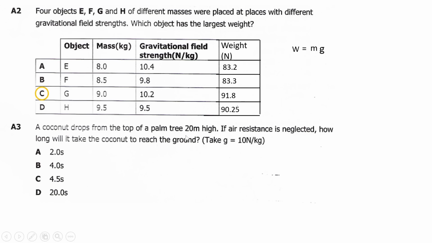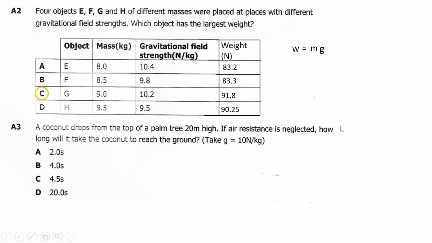So we go to A3. It says a coconut drops from the top of a palm tree 20 meters high. If air resistance is neglected, how long will it take the coconut to reach the ground? Take g equals 10 Newton per kilogram. Okay, so they want us to find what? If air resistance is neglected, they say how long will it take the coconut to reach the ground.